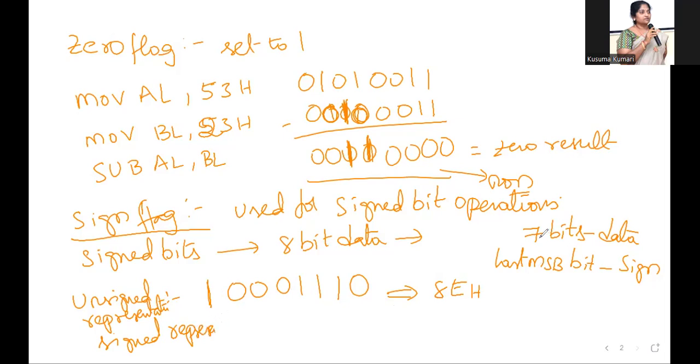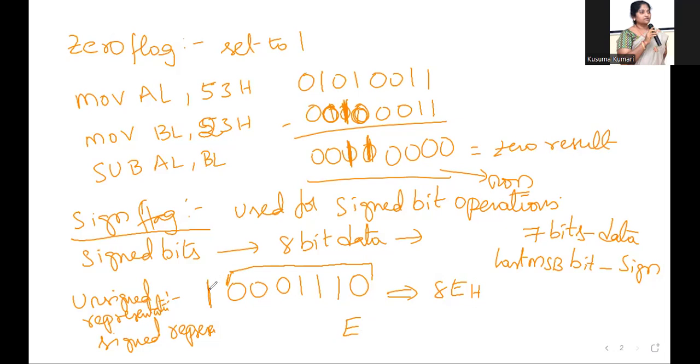I told you only 7 bits. This 7 bits indicates the magnitude of that number. The last bit, the 8th bit, indicates the polarity sign. Okay. So then what is this 7 bits? It is an E number.